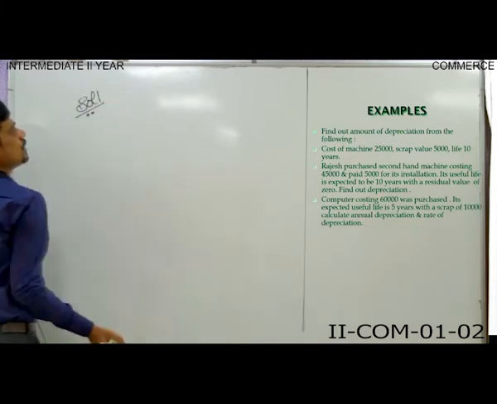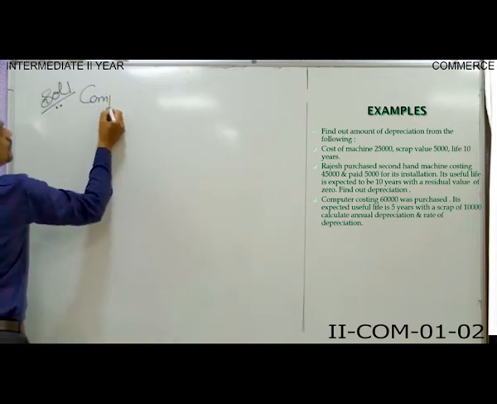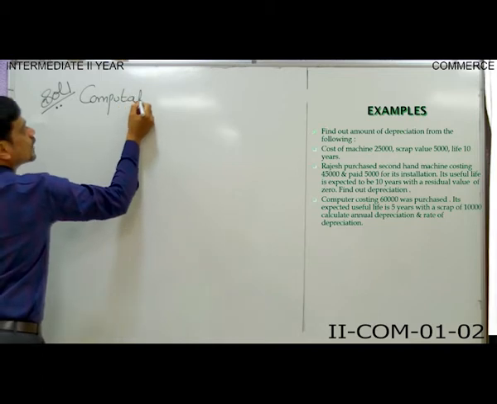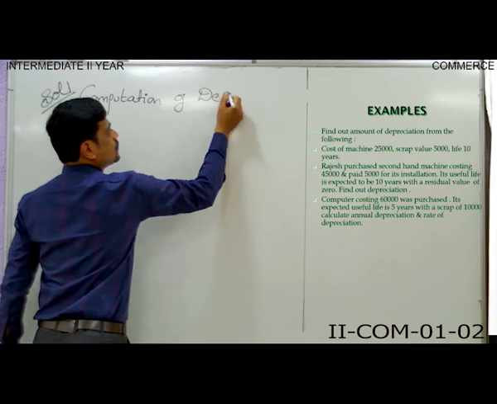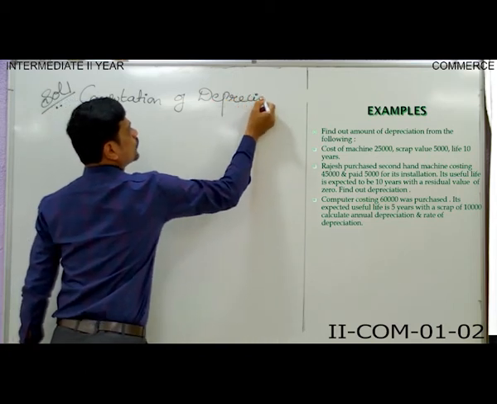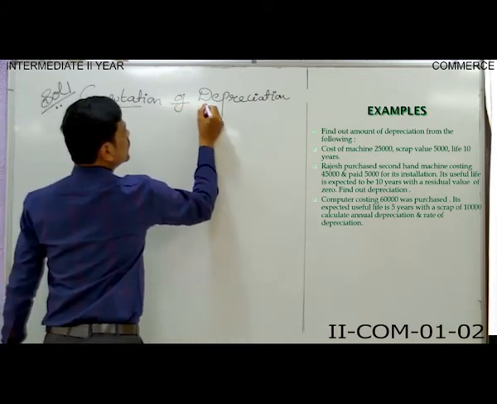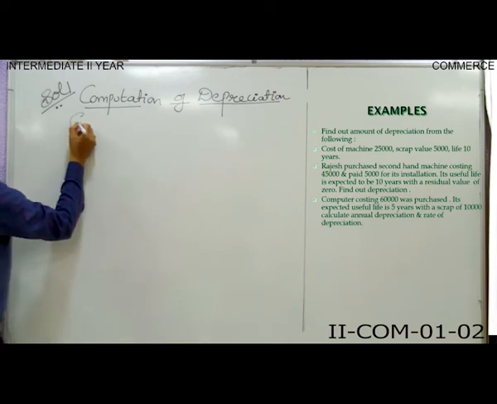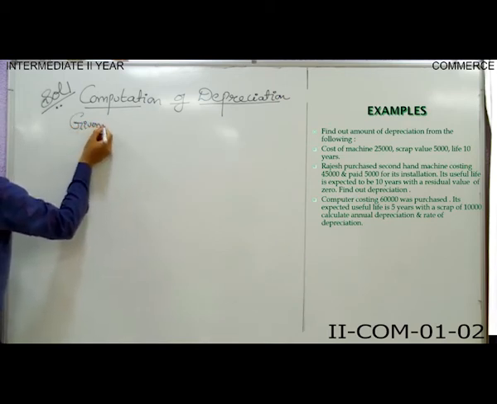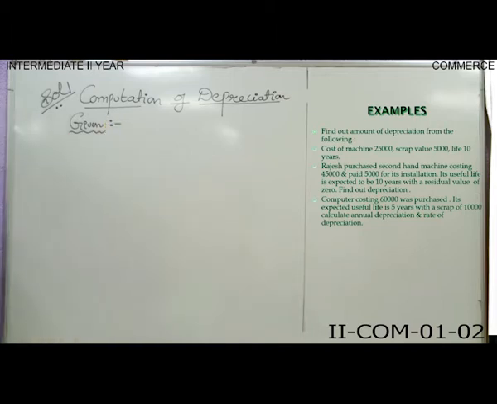We'll write solution number 1. What are we going to find? We are going to find depreciation. So we'll write computation of depreciation. You can write annual depreciation also. So here I am writing computation of depreciation. Directly don't write the formula. First chalk out what is given. Once you know what the contents are, application of the formula will be very easy.